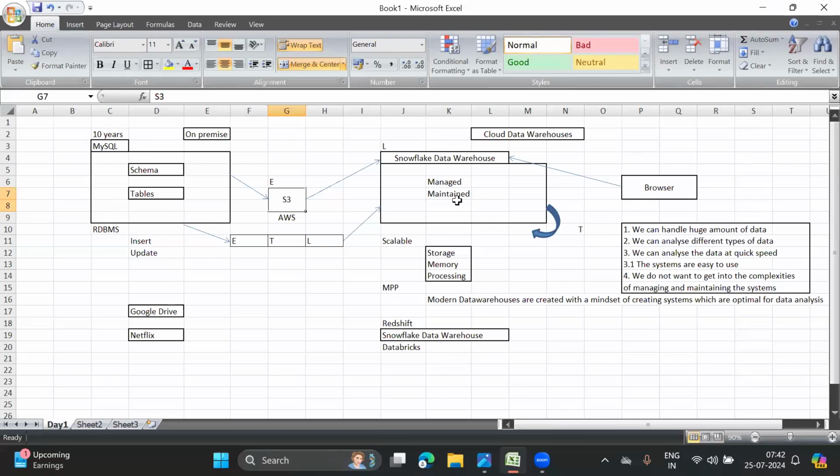One more thing, why this ELT is sometimes preferred. Of course, this is a nice way to transform the data later on. We can first of all bring all the data into one system and then do the transform. And again, because we have a lot of space, a lot of memory, a lot of resources at our disposal, we can go with transformation later on.